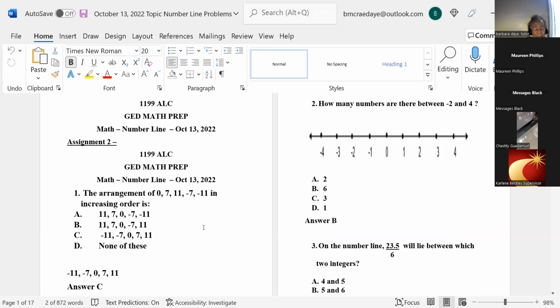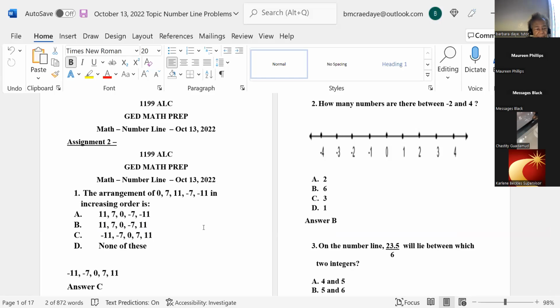Maureen, you want to explain number 1 to Mercedes? This is what I'm seeing here, GED Math Prep, number line, October 13th. First problem: the arrangement of 0, 7, 11, -7, -11 in increasing order.